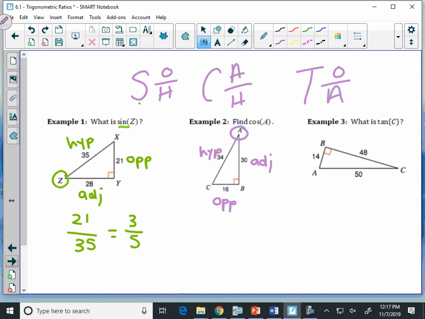I'm finding the cosine, so I go to C. The ratio for cosine is what over what? Adjacent over hypotenuse. What is our adjacent? 30. What's our hypotenuse? There you go. Totally fine to leave it like that. Good practice though. What is 30 over 34 simplify down to?